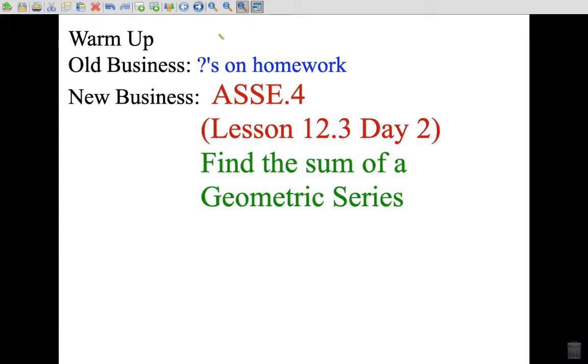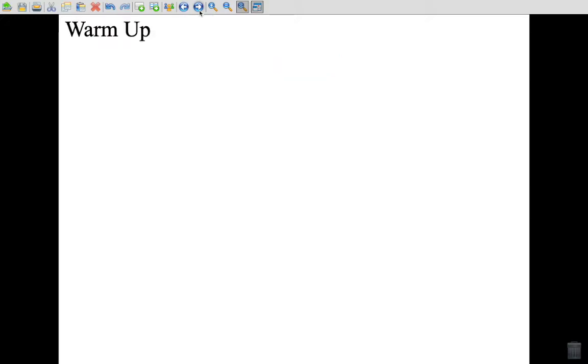Today we're going to look at a series, and that's when we will be adding a list of numbers together that are in the geometric sequence. So we will skip over the warm-up, just remembering that ASSE.4 is about arithmetic sequences and geometric sequences, and there are subtle differences. An arithmetic sequence increases from one term to the next by the same fixed number, whereas a geometric sequence increases exponentially. And that is the key, exponentially.